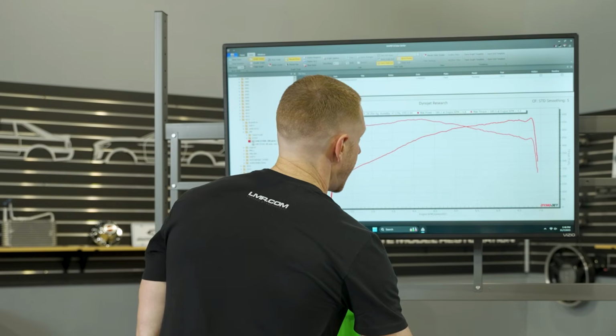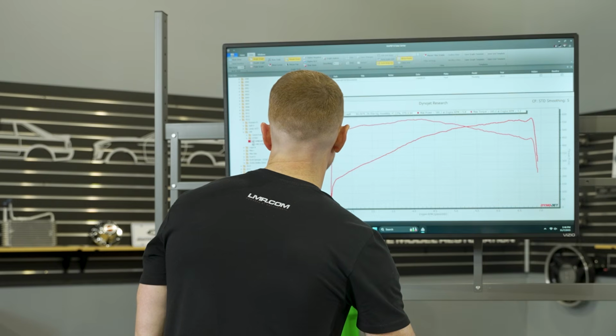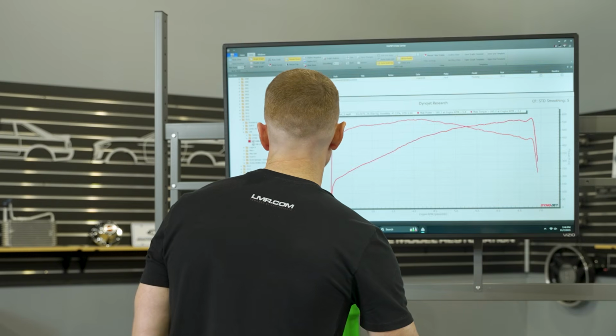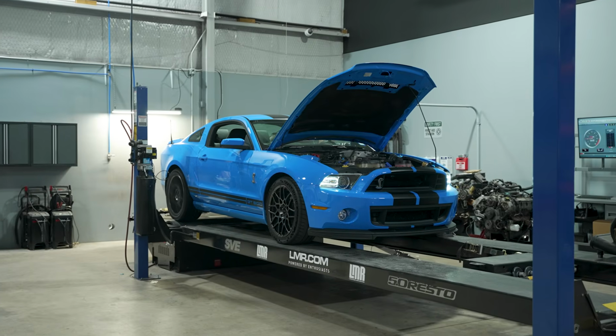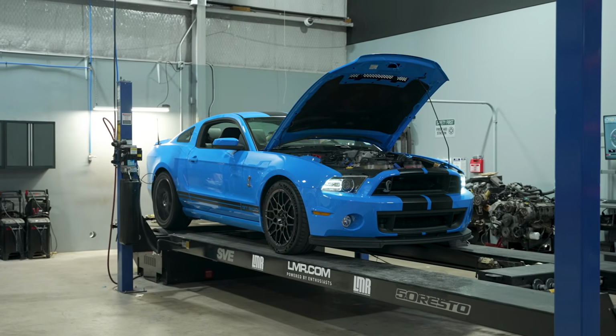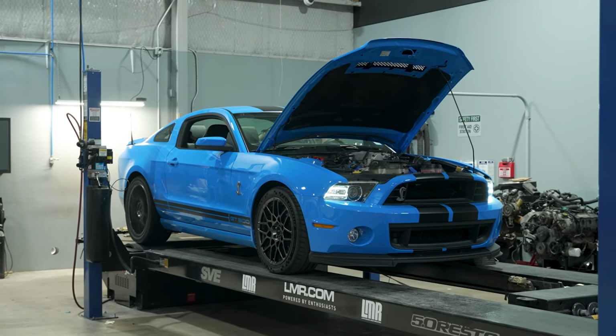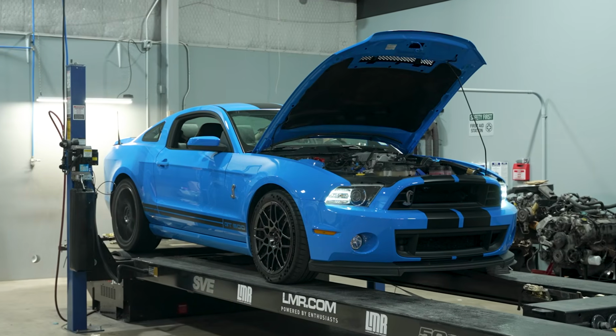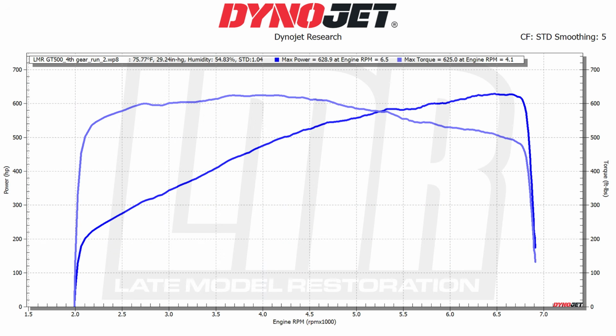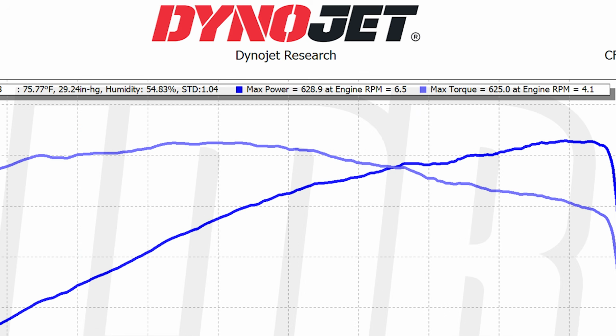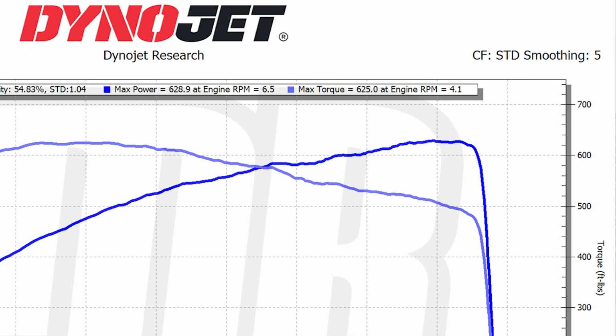So just because we can and we're here, let's pull up the run for this same GT500, but giving it time to cool down all the way, get it up to operating temp, and then make a dyno run. Complete and total difference in the results because there wasn't heat soak. So since we left off with standard smoothing, we're gonna start there. 628.9 horsepower, 625 pound-feet of torque.